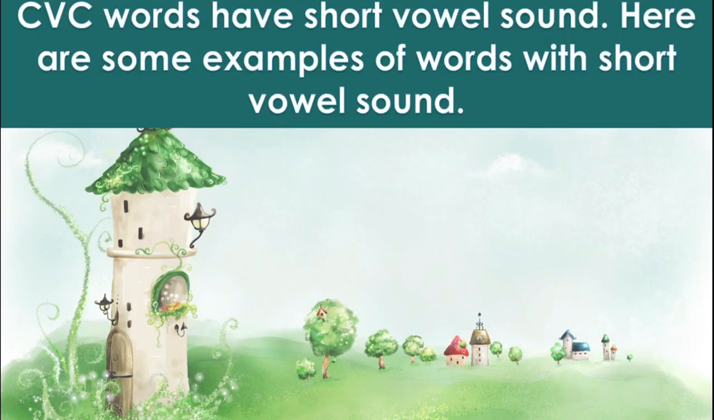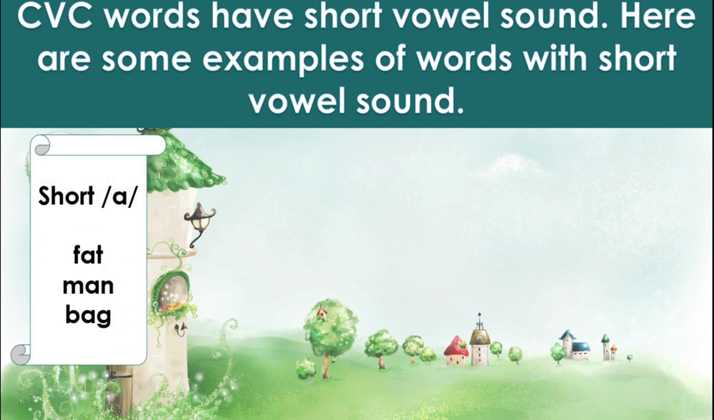CVC words have short vowel sound, just like the sounds that we heard earlier in the song. Here are some examples of words with short vowel sound. Let's have the short A sound. Again, what is the sound of a short A? Correct! The sound is a. Again, a. Now let us read the examples. Fat, man, bag. These words are CVC words with short vowel A sound.